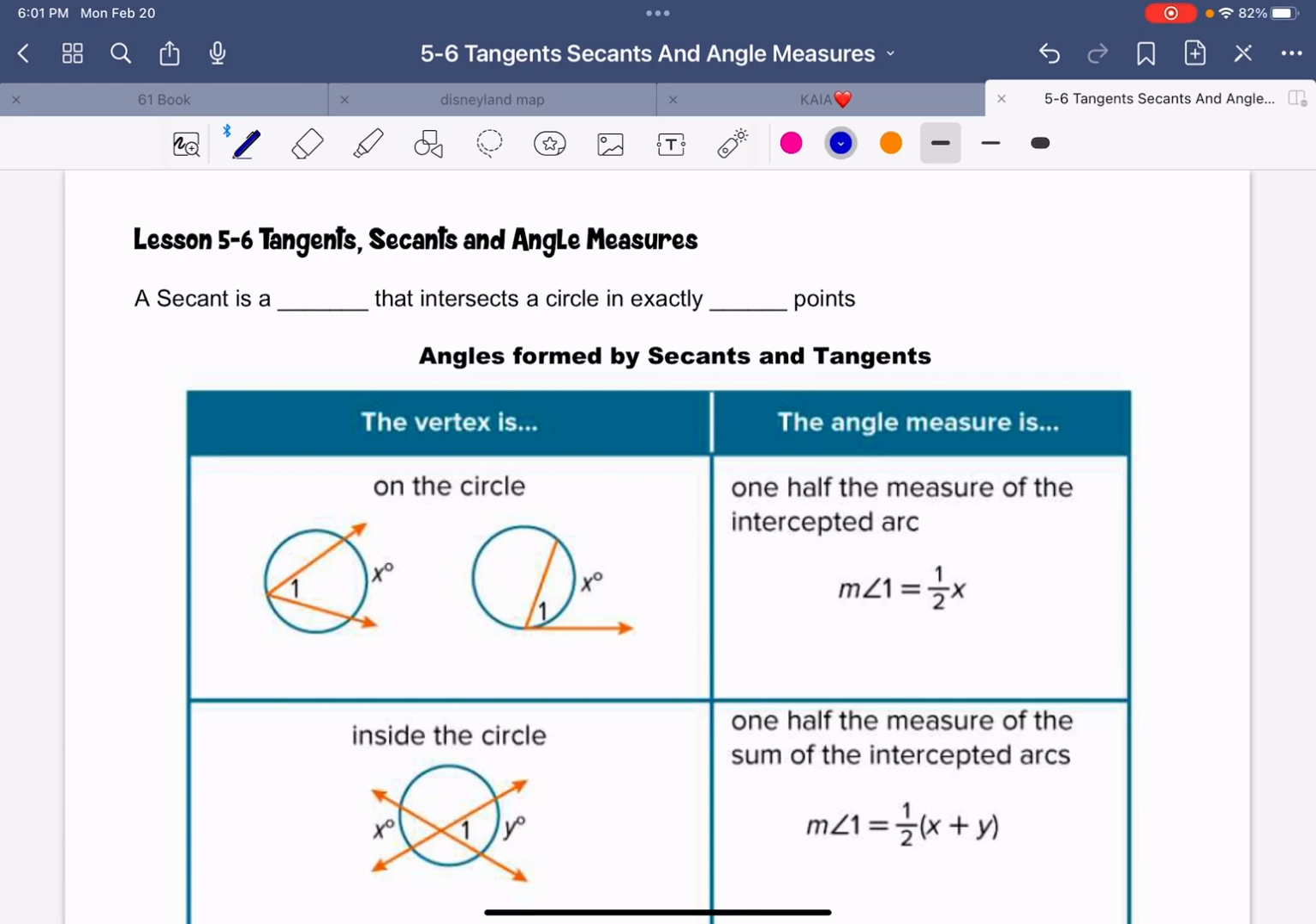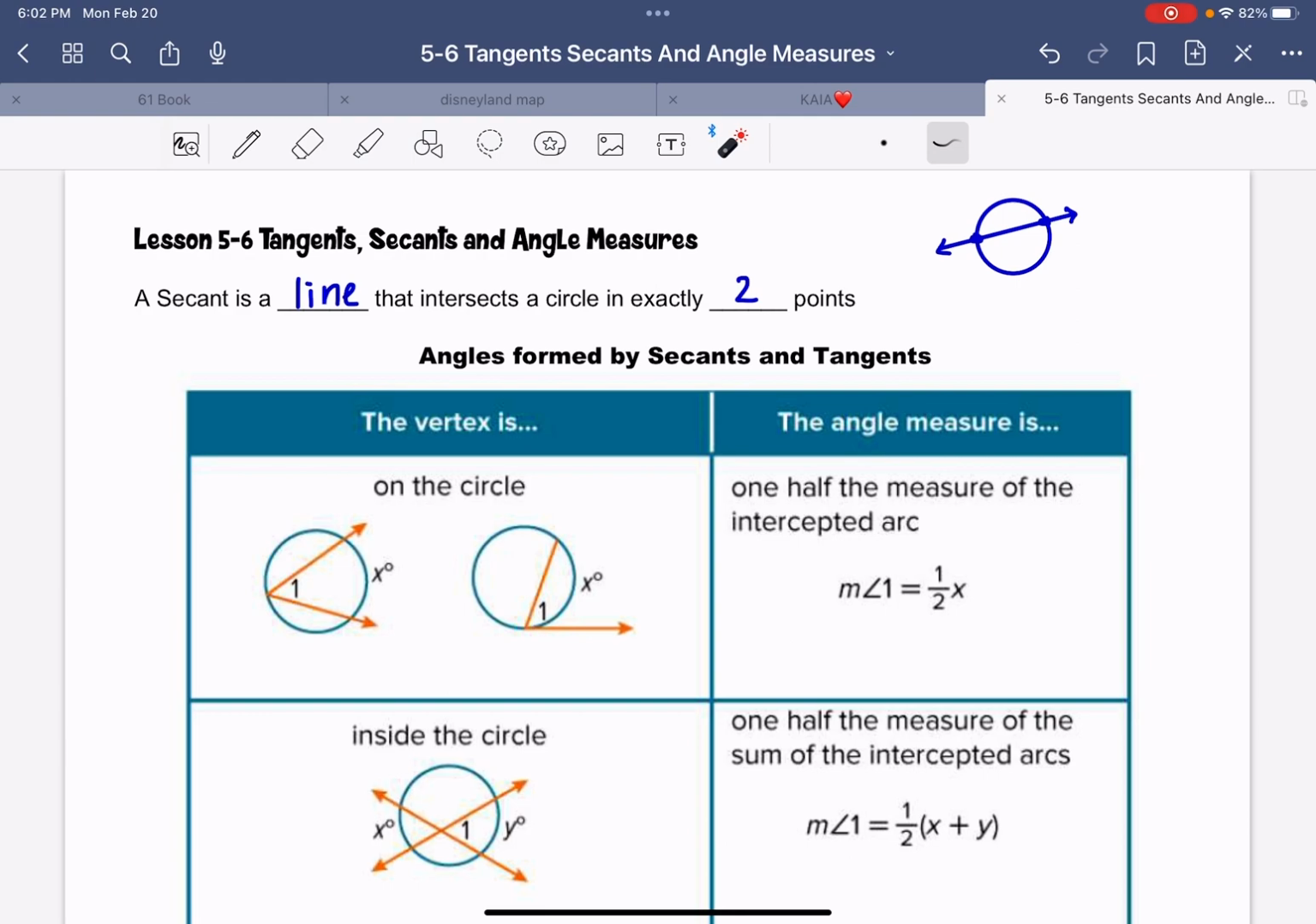So you may recall from last week, a secant is a line that intersects a circle in exactly 2 points. Remember, we have this on a note sheet, but we'll draw this again. This is an example of a secant line. And remember, a secant contains a chord, right? The chord is just the segment. The secant is just the line that goes through that chord.